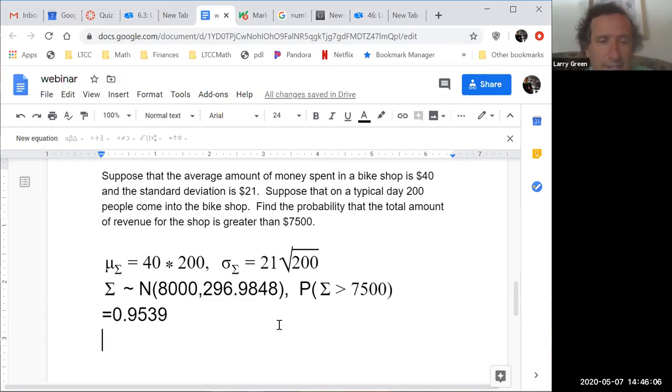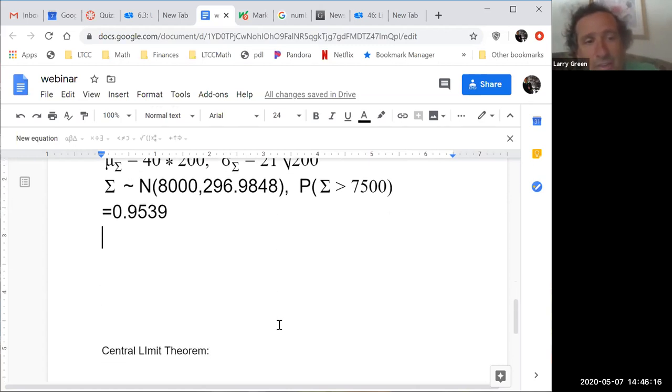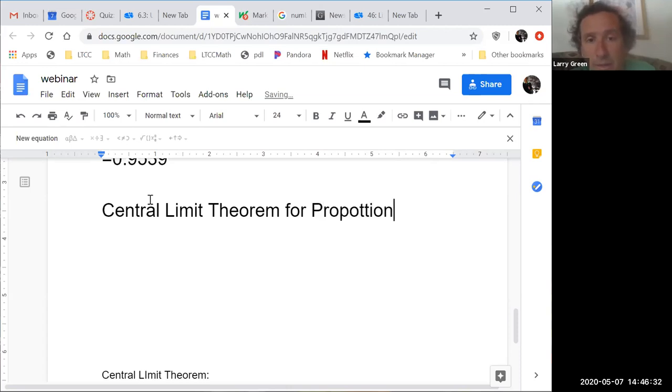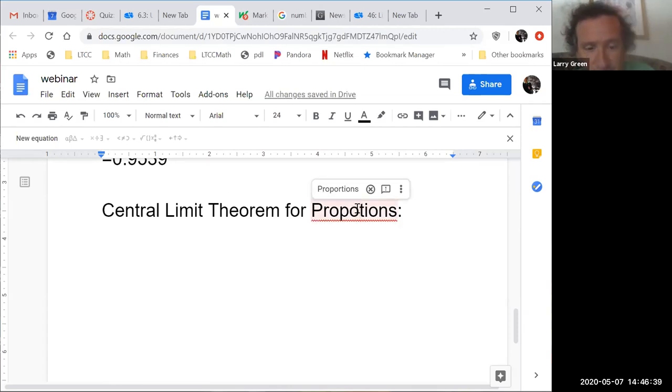that there are different types of central limit theorem. Now there's a third type. So now let's talk about another central limit theorem. Not example, a theorem. Central limit theorem for proportions. Okay, proportions. There we go.